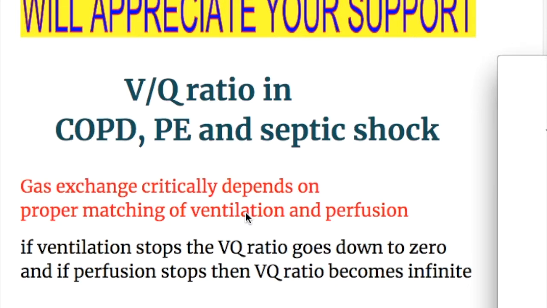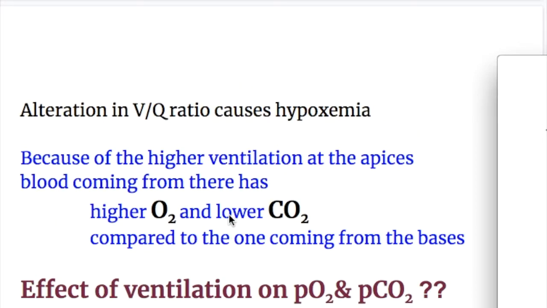Gas exchange is critically dependent on proper matching of ventilation and perfusion. If ventilation stops, the VQ ratio goes down to 0, and if perfusion or blood supply stops, then the VQ ratio becomes infinite. Alteration in VQ ratio causes hypoxemia. Because of a higher ventilation at the apices, blood coming from there has higher oxygen and lower carbon dioxide compared to the one coming from the bases.